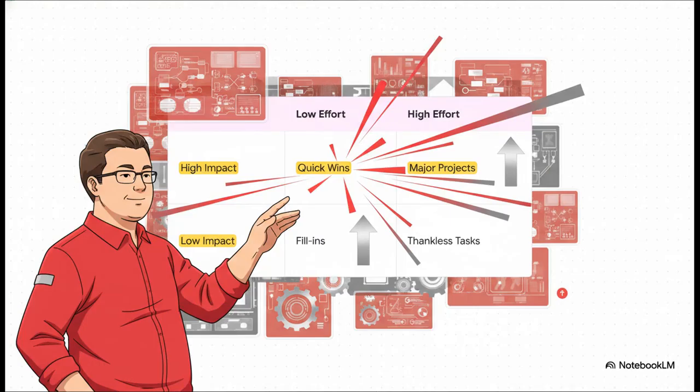So, how do you decide what to do next with all these ideas? The impact versus effort matrix is your strategic map. You just plot your top ideas on this grid, and your prime targets, they're right here in the top left quadrant. The quick wins, high impact, low effort. That's exactly where you start to build momentum.